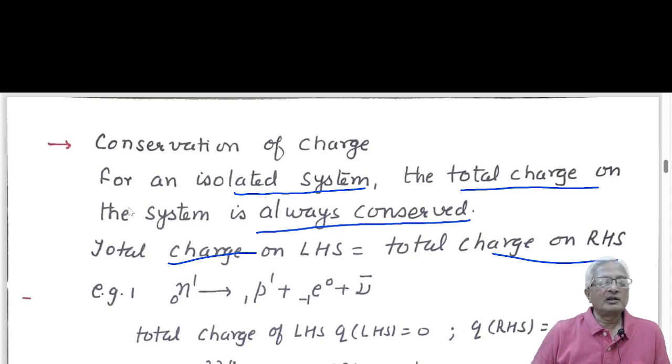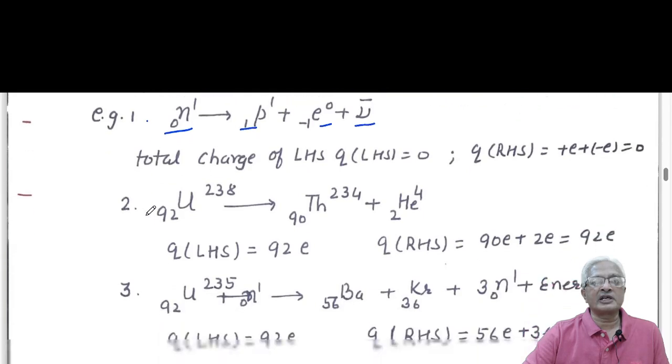For example, we imagine decay of a neutron into proton and electron with emission of antineutrino. The total charge on the neutron on the left hand side is 0. While on the right hand side, proton carries a positive charge, electron carries a negative charge, and therefore the total charge on the RHS is also equal to 0.